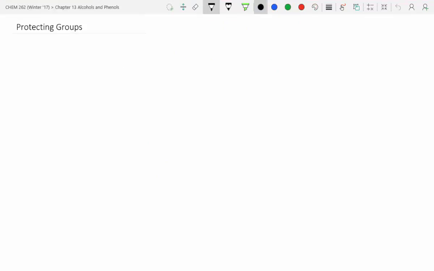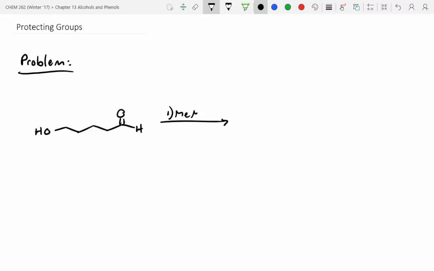So let's take a look at something. And I want you guys to help me identify the problem with this reaction. Let's say I've got this aldehyde, and I want to treat this with methyl magnesium bromide, followed by some sort of weak acid. What do you guys think I'll get out of this? Won't happen? Yeah, exactly.